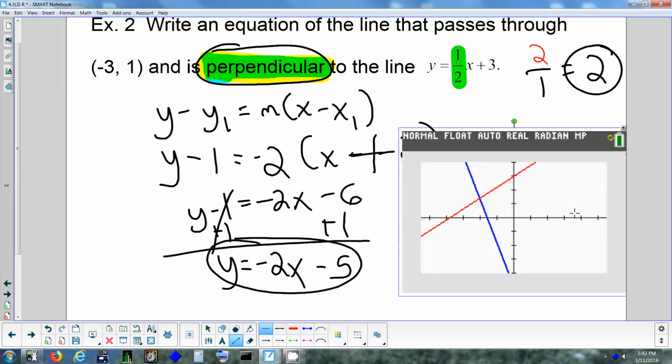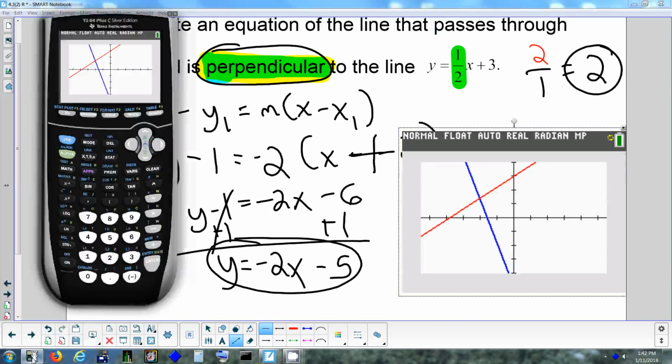Boom. So Mr. Hager wanted to show you guys if you graphed it on a graphing calculator, that's what it would look like. And there it is. They intersect, and we're good. All right.